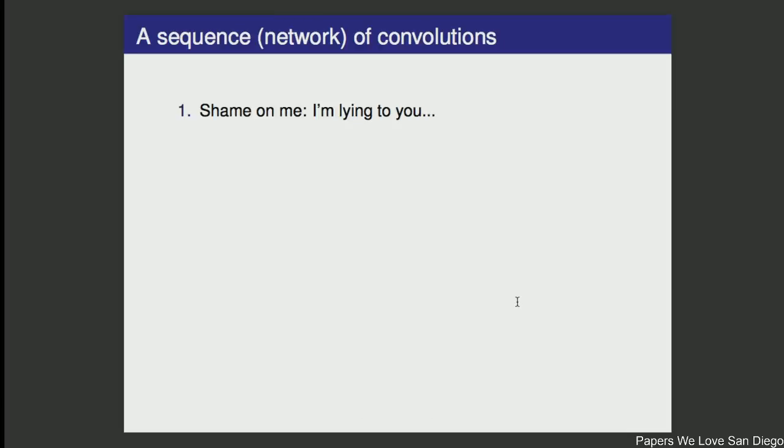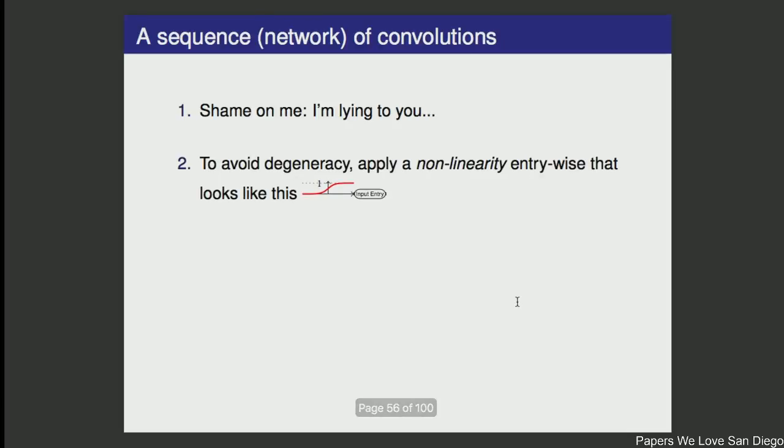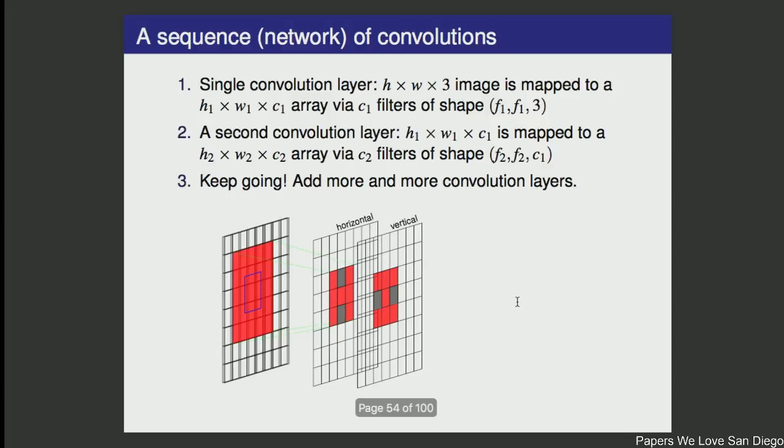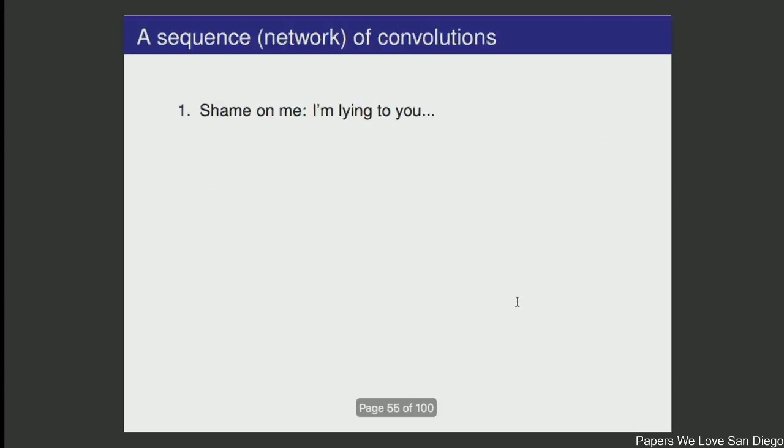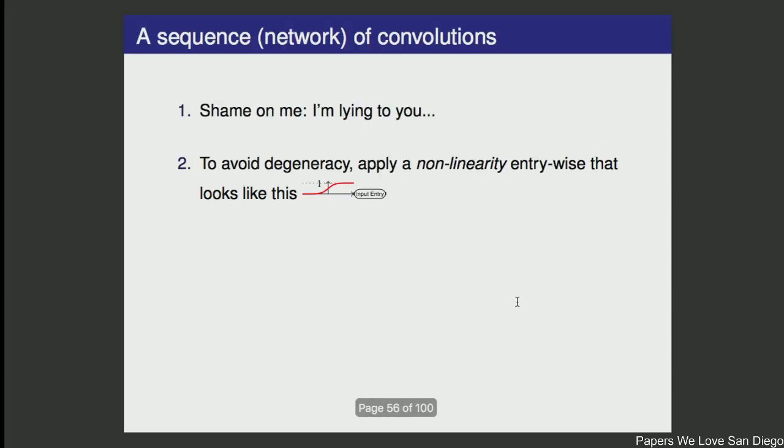So again, shame on me. I'm lying to you. The lie here is that if you just stack convolutions, I apply convolution to this image and produce a bunch of new arrays, and then apply convolution to that, the result of that two-step process can actually be shortcut by just doing a single convolution. So have I really done anything new? I haven't, but to avoid this degeneracy problem, after the application of convolution, you apply what's called a nonlinearity.